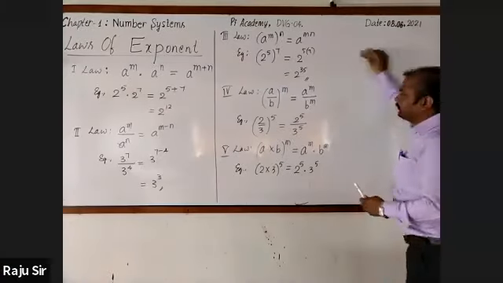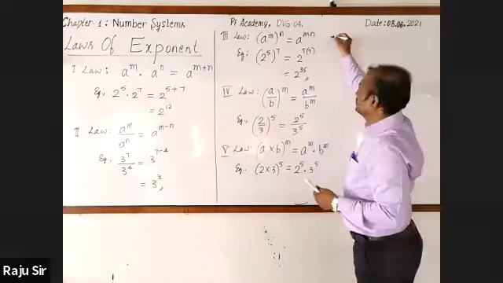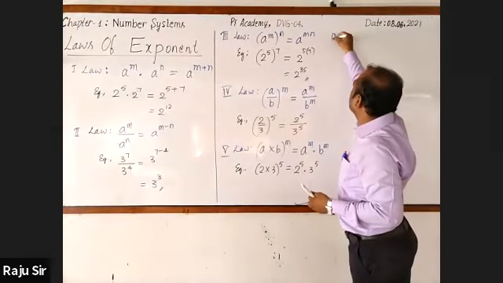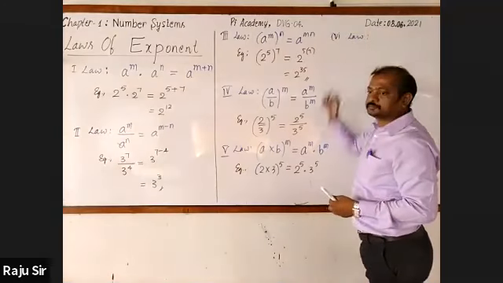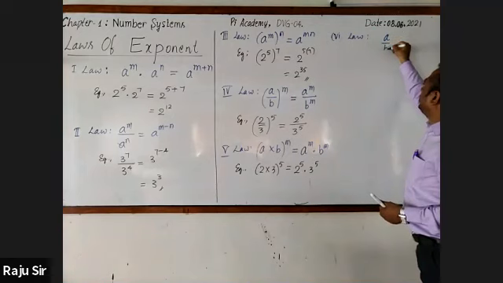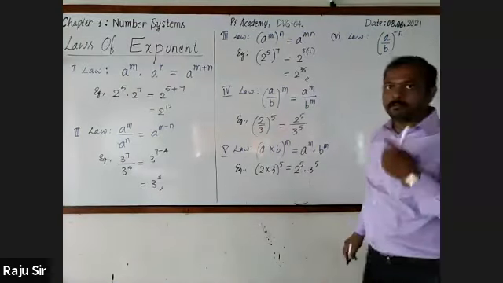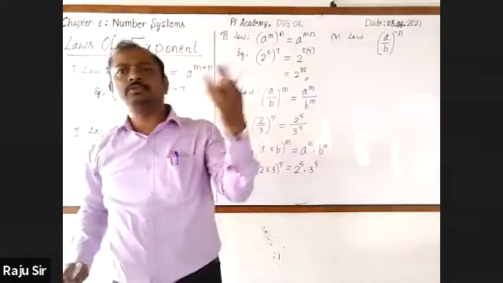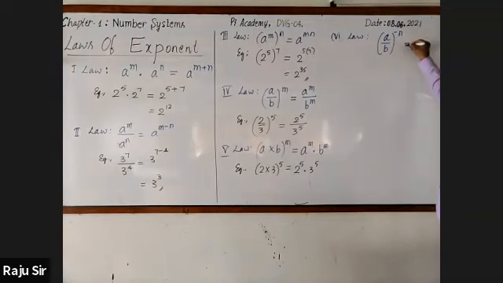Now, I'll write the general form as the sixth law. It is a by b whole raised to the power minus n. n may be any number, 1, 2, 3, 4, whatever it is. Then this is equal to b by a whole raised to the power plus n.